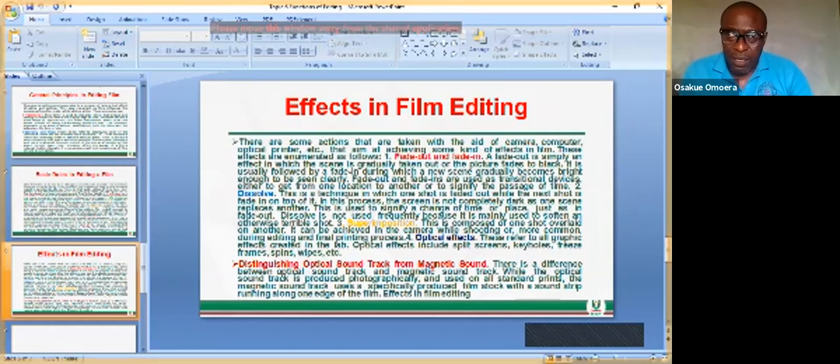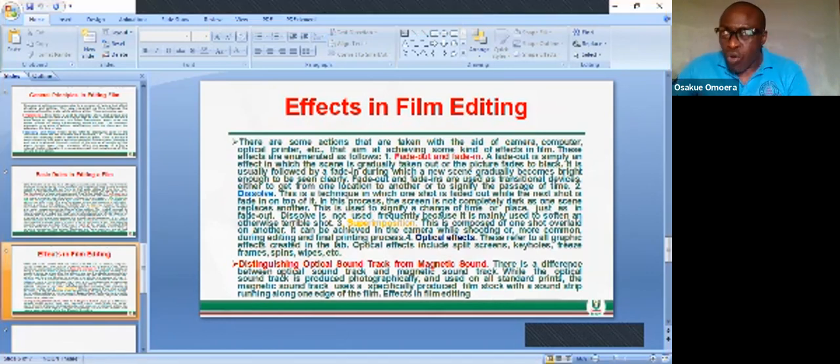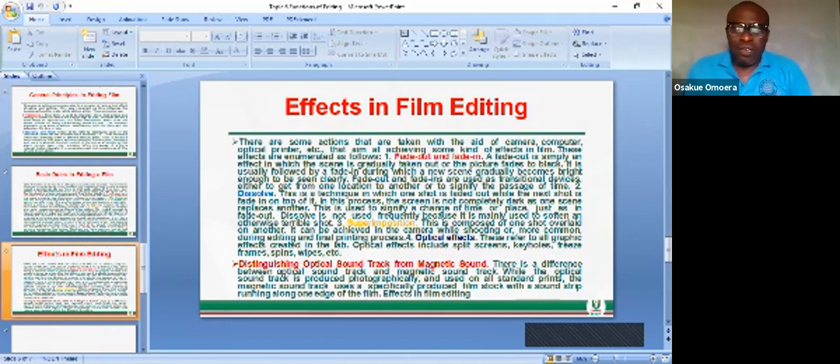Are we together? So the fade out, fade in basically has to do with complete blackout and a coming on of light gradually.